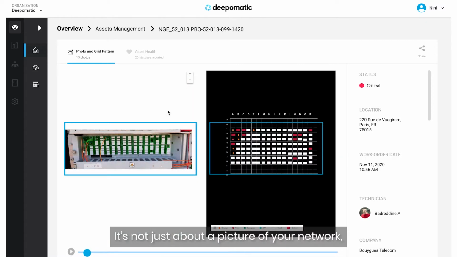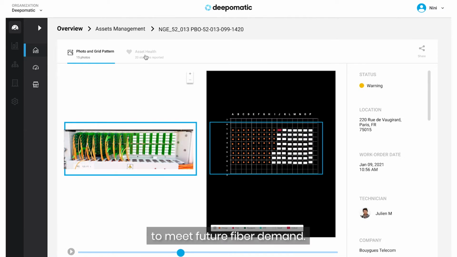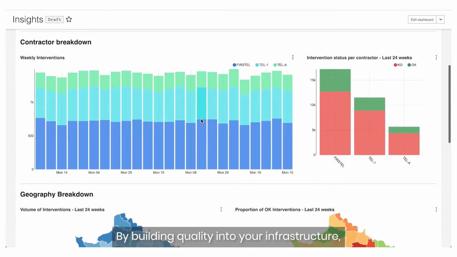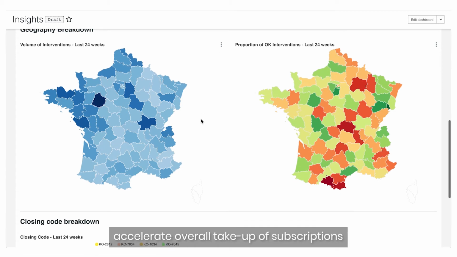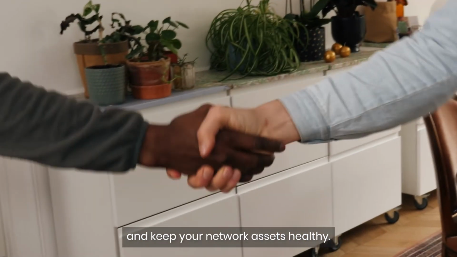It's not just about a picture of your network. It's also about giving you the power to proactively manage your data to meet future fiber demand. By building quality into your infrastructure, Deepomatic helps you win over more customers, accelerate overall take-up of subscriptions, and keep your network assets healthy.